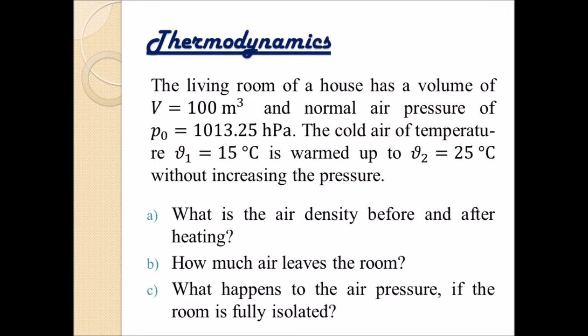The living room of a house has a volume of V equals 100 meters cubed and normal air pressure of P0 equals 1013.25 hectopascal. The cold air of temperature θ1 equals 15 degrees is warmed up to θ2 equals 25 degrees Celsius without increasing the pressure. A. What is the air density before and after heating? B. How much air leaves the room? And C. What happens to the air pressure if the room is fully isolated?